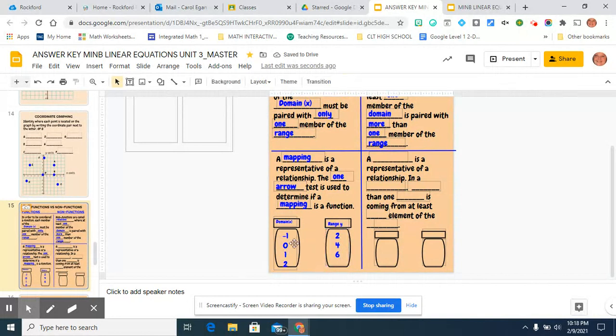You might say, but how would this make coordinate pairs? Well, because we're going to use an arrow, that's why it's called the one arrow test, to determine what matches up with each. So if the coordinate point was -1, 6, I would take an arrow from -1 and bring it over to 6.